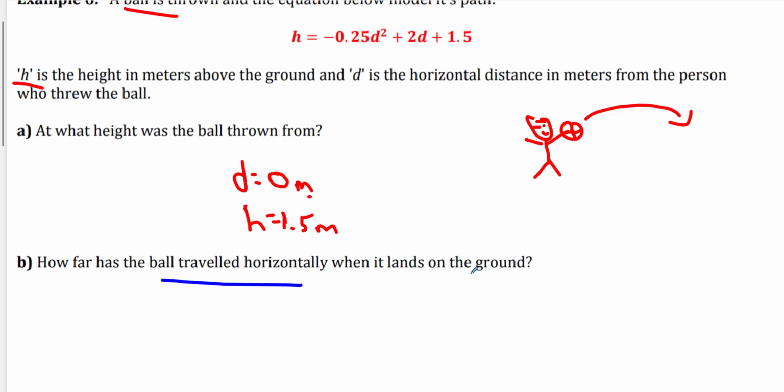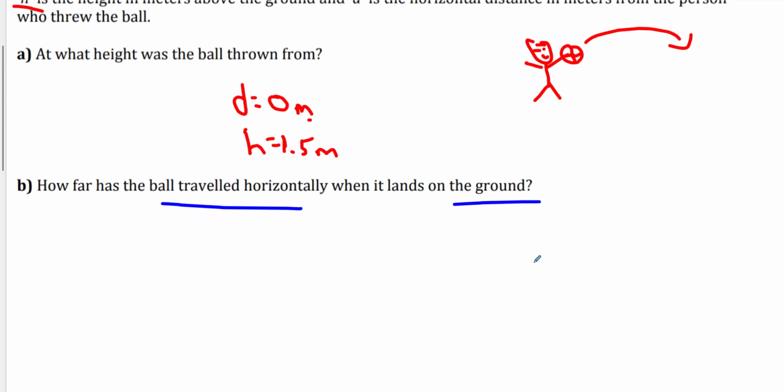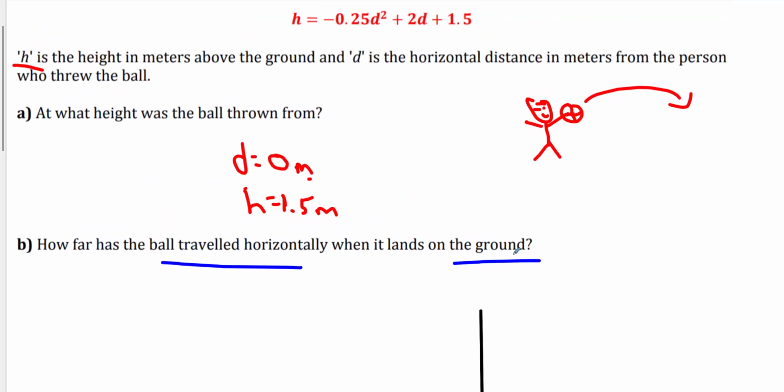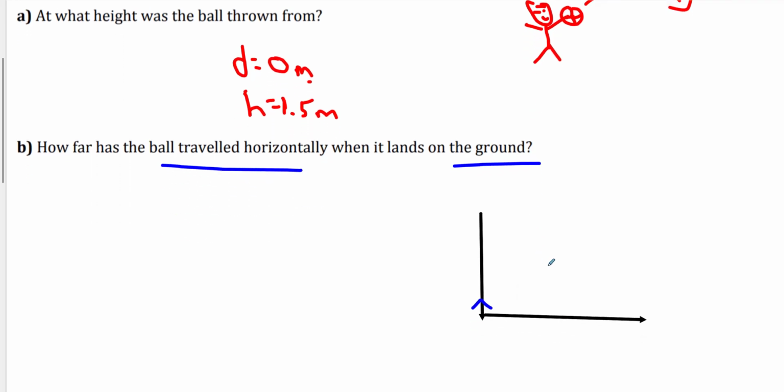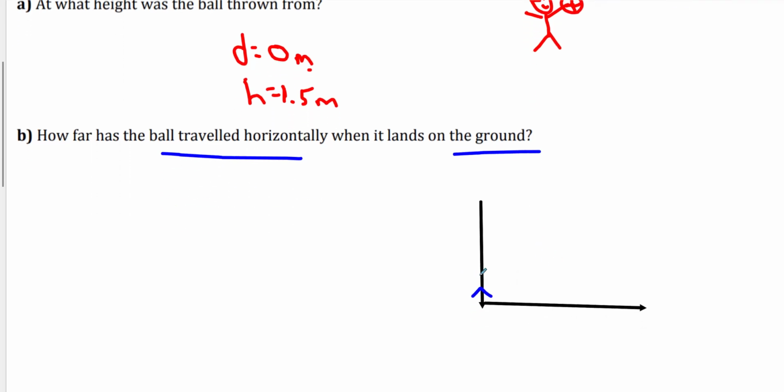How far has the ball traveled when it lands on the ground? So we know, oh, that's not what I want. We know we've got a little, what's this person's name? Let's give it a name. Let's call it Nolan. We've got Nolan here, standing.